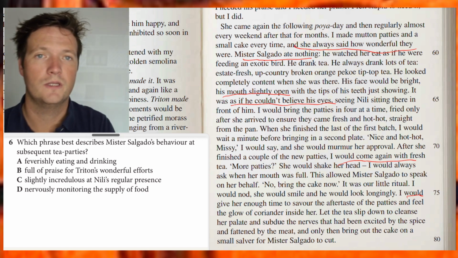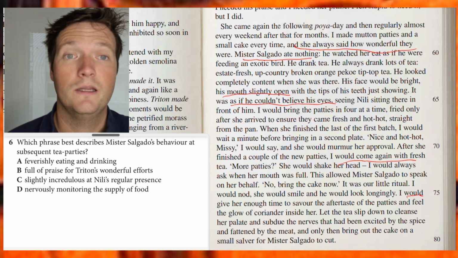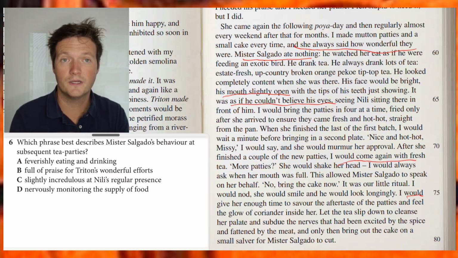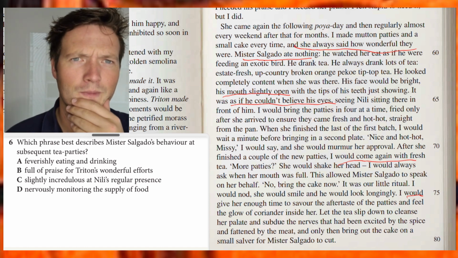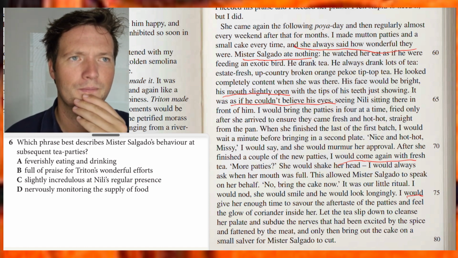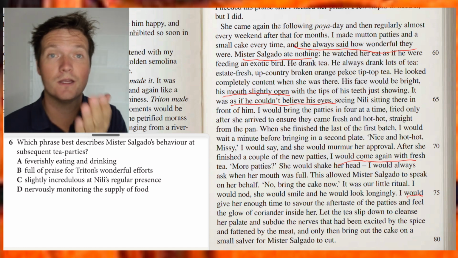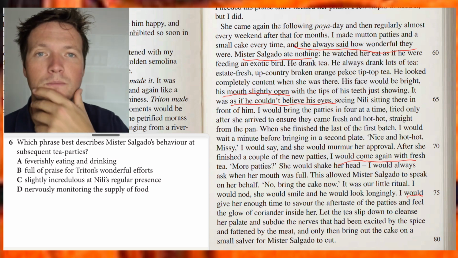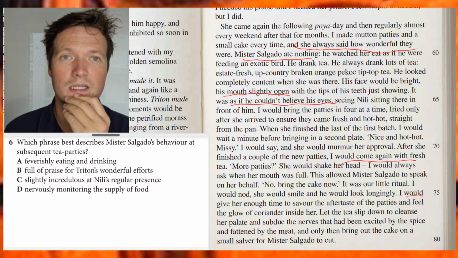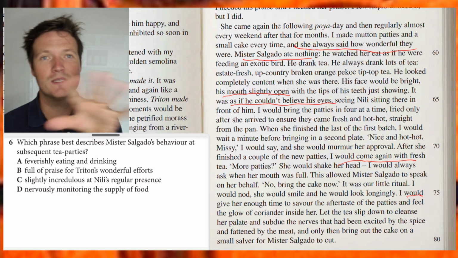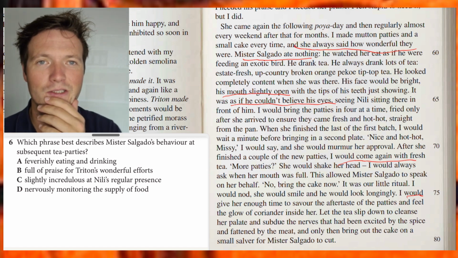Yeah, I'm pretty sure the answer there is C. He's just slightly incredulous at Nilly's regular presence. He couldn't believe his luck, really, looking at her longingly in disbelief. Yeah, I think we've finished then for today. Hopefully that helps you. These are very typical things that you'll see, misleading sentences, misleading possible answers rather.